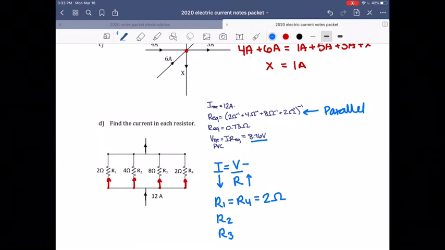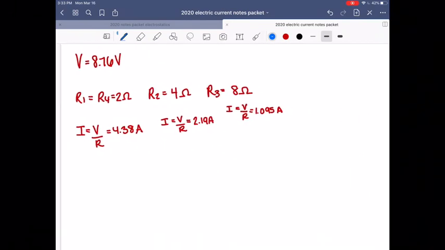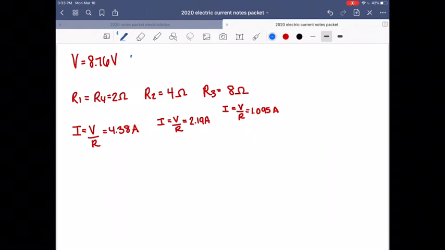Okay, so I just did Ohm's law solving for current 3 different times, and the answers are on this page. So let's say we have this constant parallel voltage, and then we have all of my resistances, and then we could see this is I1, 4.38, just like we suspected, followed by I2, 2.19, and then I3, 1.095 amps. Okay, so that should do it for Kirchhoff's junction rule.